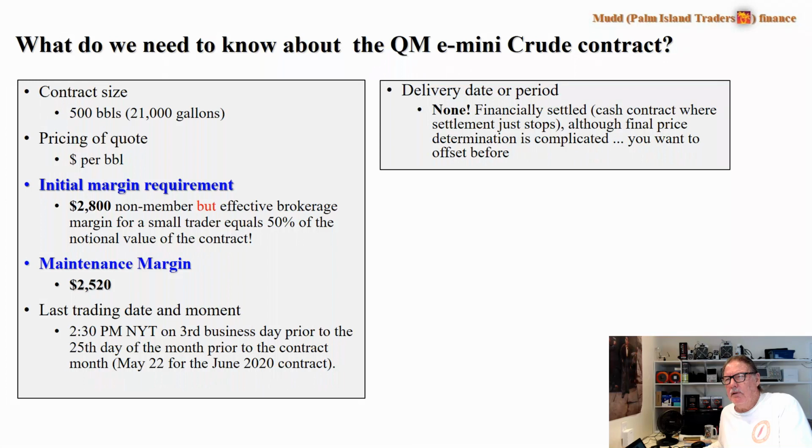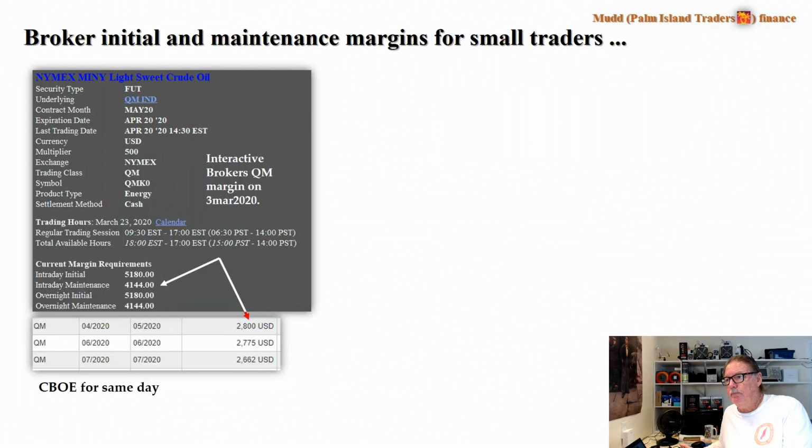I made a rough calculation that I probably lost about $200 on that contract that I let expire when I took a look at how the settlement price was arrived at a little bit later in the day. So you don't want to let these things expire intentionally, even though there is no delivery date.